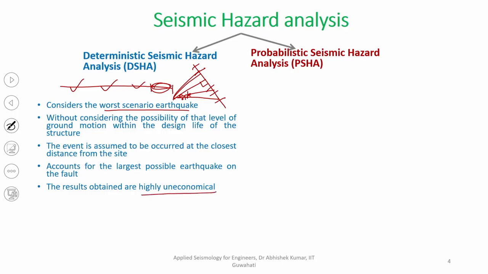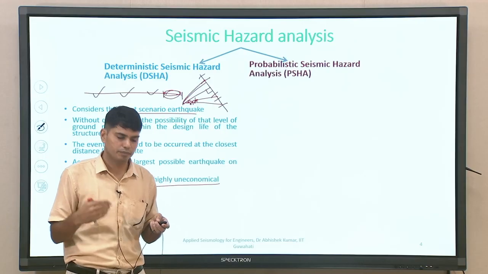The results are highly uneconomical, because every time you are preparing for the worst scenario without taking into account whether this worst scenario is actually going to hit my site during its design life, which is the 50 or 60 years my structure is going to be at the site. I am not at all bothered whether it is going to get repeated, particularly an 8 or 8.5 magnitude earthquake. The return periods of those earthquakes are significantly higher. Those earthquakes are not happening on the same fault every 10 or 12 years, but still I am assuming that it will get repeated during 20 or 30 years, even though the seismic activity of the fault is very low.